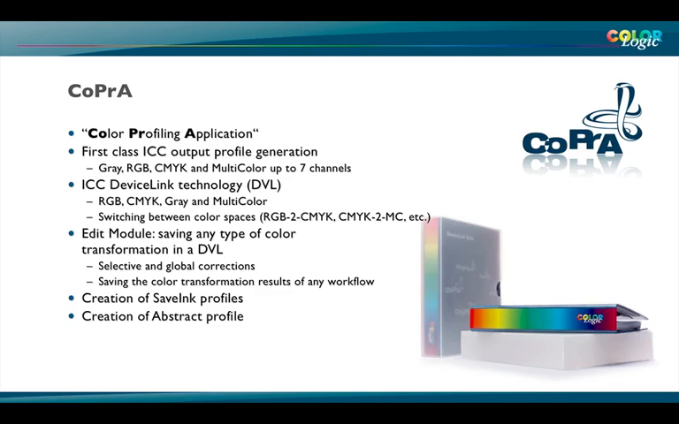We have a first-class ICC output profile generation option there that creates RGB, gray, CMYK, multicolor printer profiles. So that's one module. The other module is for the device link creation. You can create device links for RGB, CMYK, gray, multicolor. You can switch between different color spaces and have a lot of options in there. And we have an editing module which saves any type of color transformation into a device link.